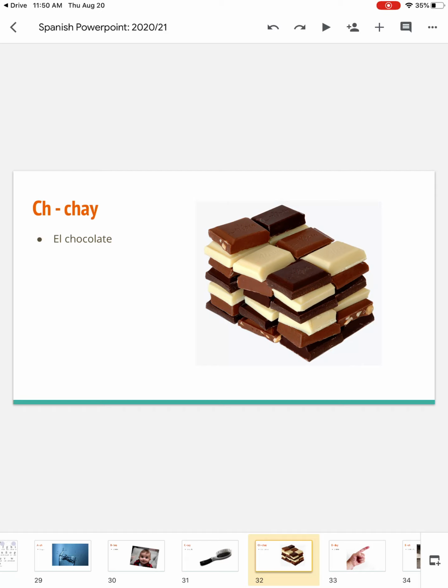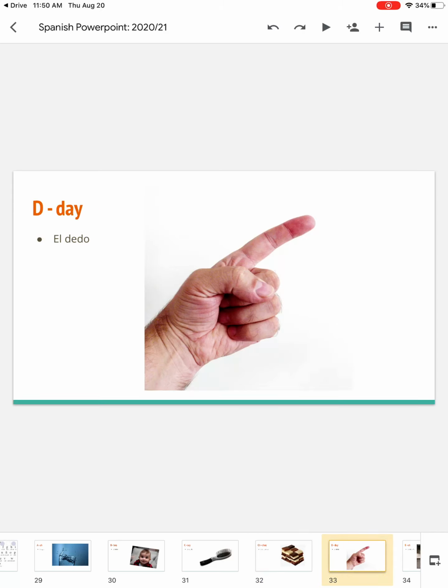So this one is similar to English. If we see CH in English, it's normally a ch sound. And in Spanish, it's the same thing. But as a letter, we call it che. So we have A, B, C, che.